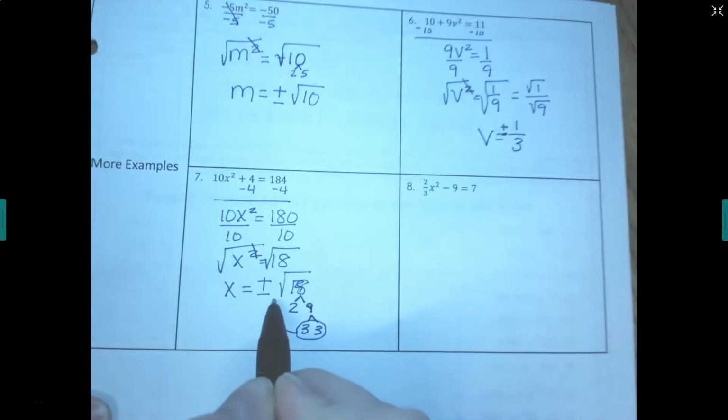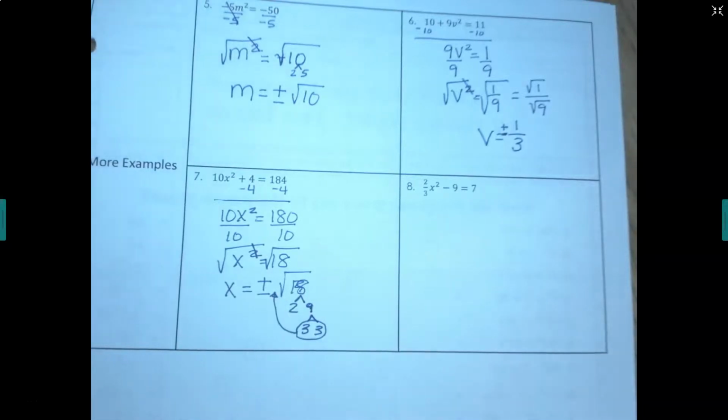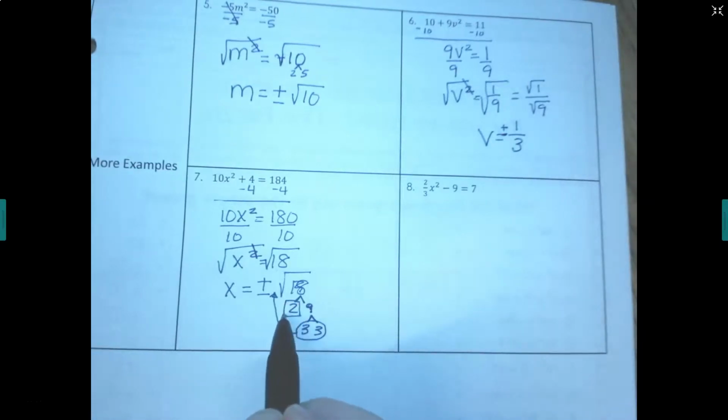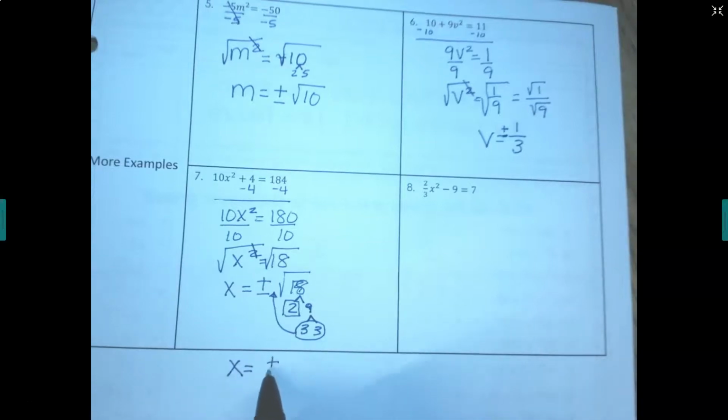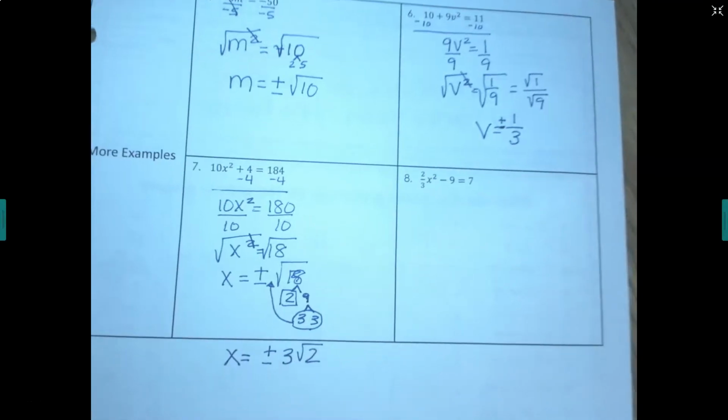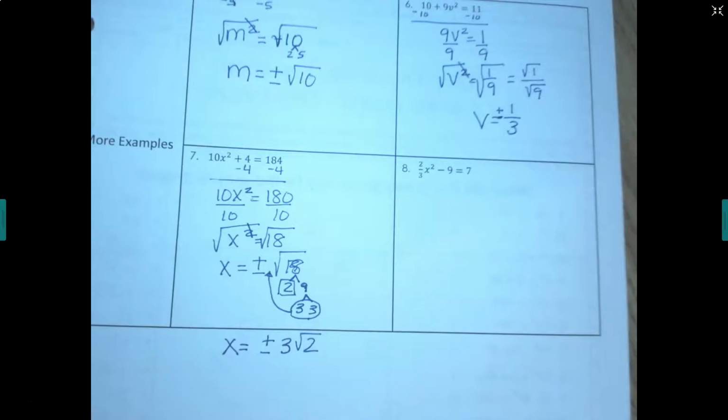So we're going to take them and they're going to go right in between the plus and minus and the radical. But this 2 has no partner, so he's going to stay under the radical. So x equals positive or negative 3 square root of 2. Took out a 3 and a 2 was left behind. So you can end up with these irrational numbers. They do happen. All right, one last example.